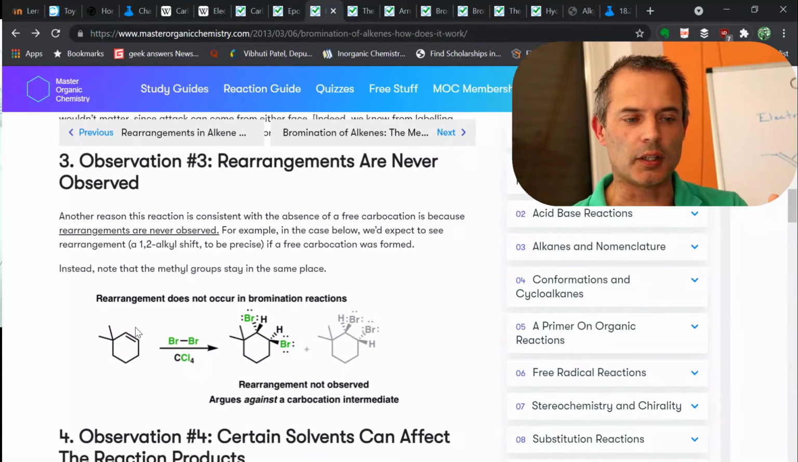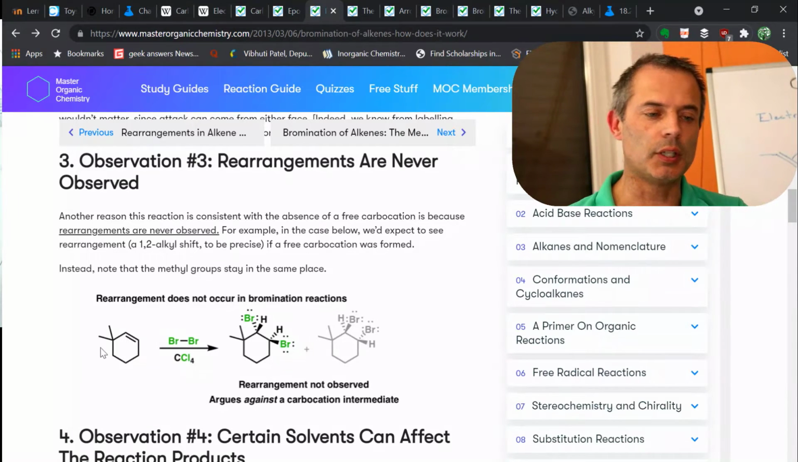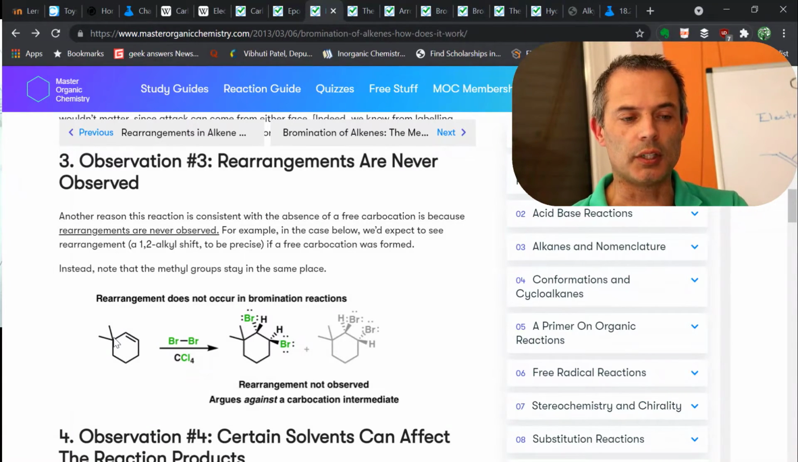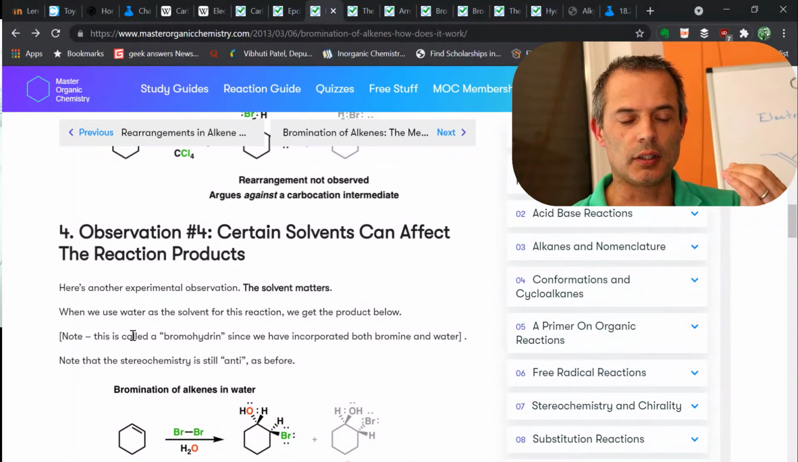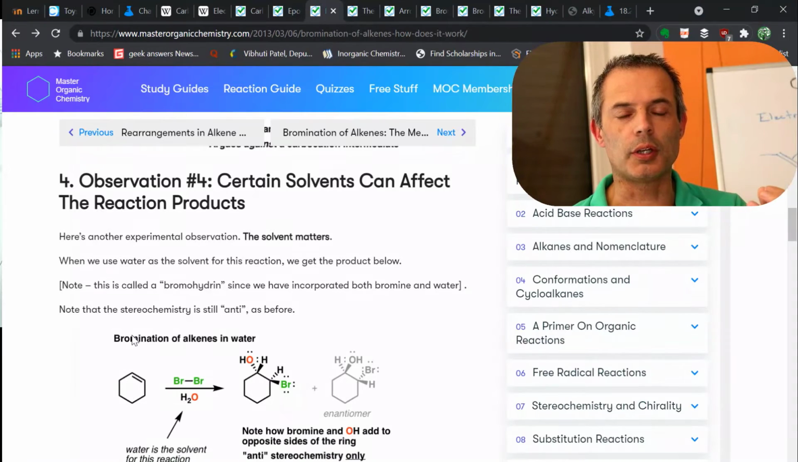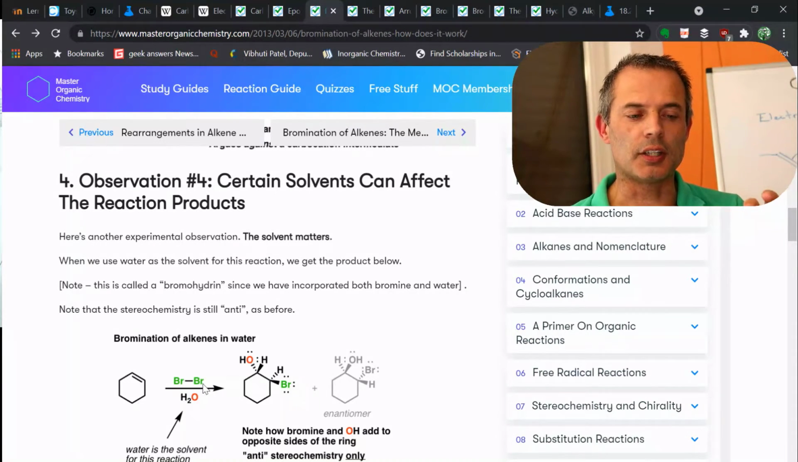So if we attack this double bond and made a positive charge on one of these carbons, it would tend to get jumped to here, and it would tend to move one of these methyl groups. That never happens, which suggests we don't go through a carbocation again. And then if we change the solvent, we can change the reaction product, so then we are doing something that looks like we're in the second step attacking with the solvent instead of with the bromine anion.